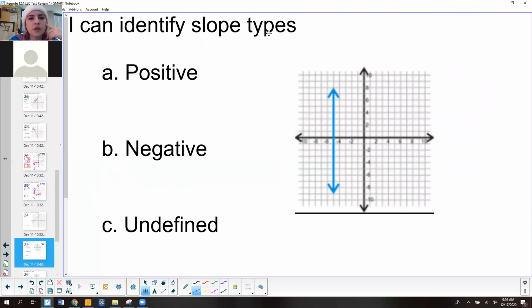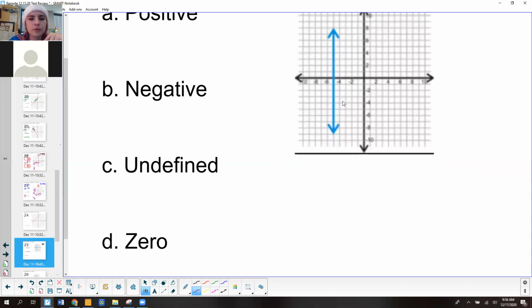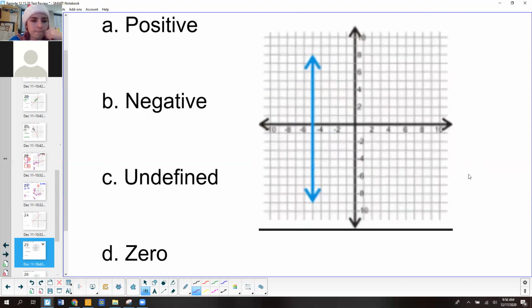I can identify slope types. So is this A, B, C, or D? We're talking about slope types, and I will have all the options up there, and I'll make this a little bit bigger. So we've got a line straight up and down. We've talked about this several times randomly throughout the quarter. So when we've got a straight up and down line, is that positive, negative, undefined, or 0?